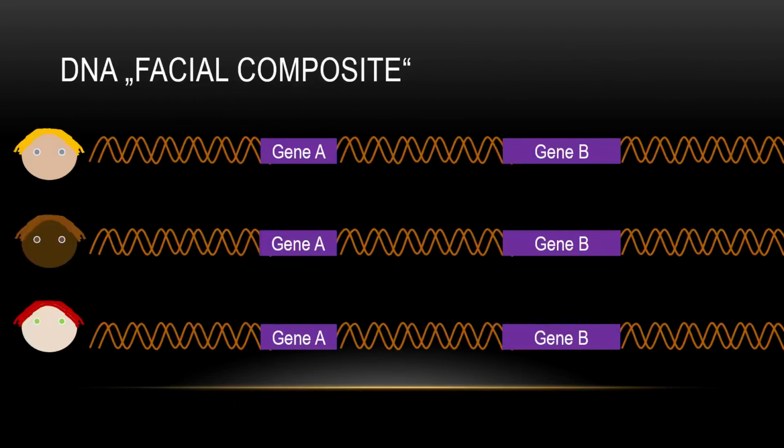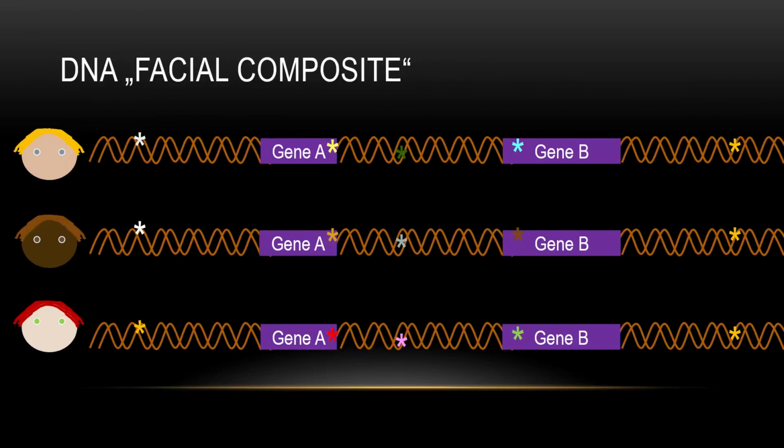This looks like this in our graphic here. If you have, for example, the same SNP here for each person, but a different one for each person here, or for these persons, the first two are the same and the third one differs. But in the genes, you could maybe determine from the SNPs the blonde hair of this person, the brown hair of the second person, and the red hair of the third person. Or the blue eyes of the first person, the brown eyes of the second person, and the green eyes of the third person.